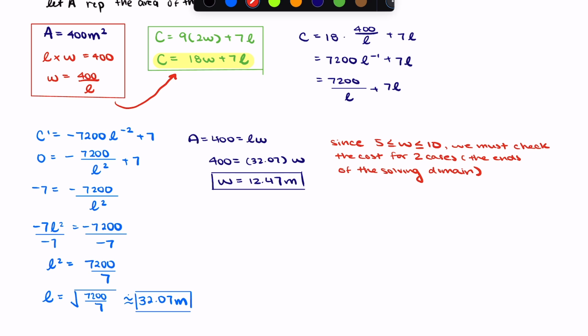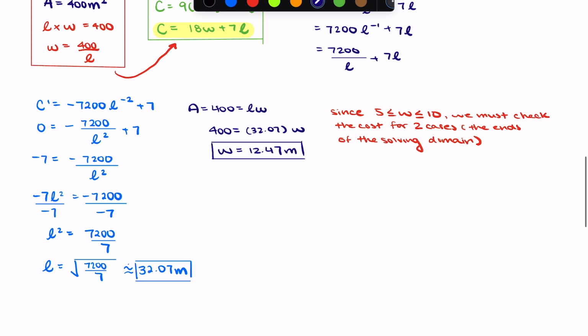Okay, so here we'll take a look. So here we'll sub in the width is equal to 5. If we sub in the width is equal to 5, so here we get length is equal to 400 over 5, which is equal to 80 meters. And here width is equal to 10. If we sub that in, we see that length is equal to 400 over 10, which is equal to 40 meters.